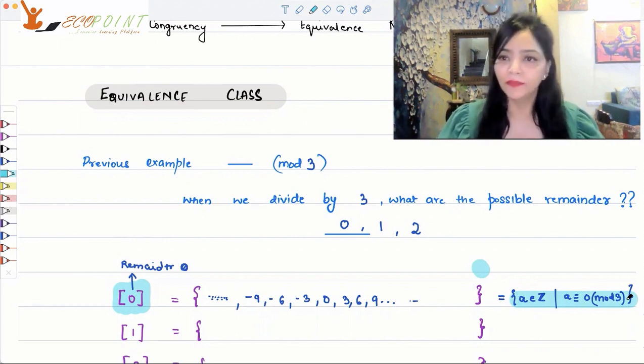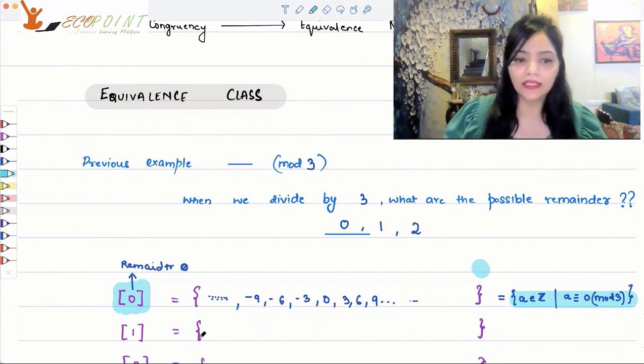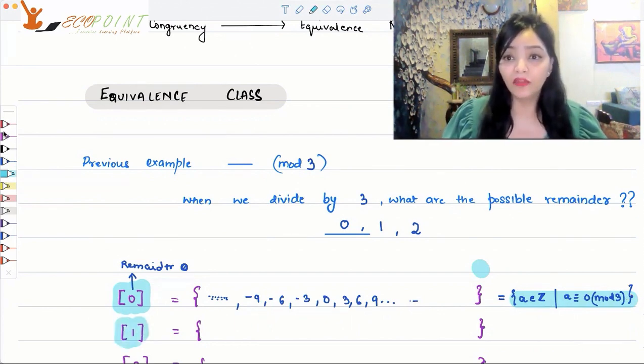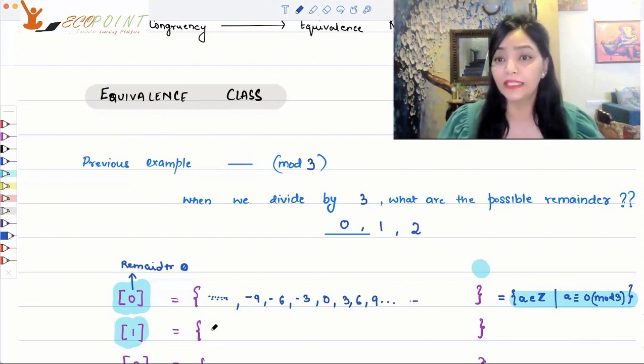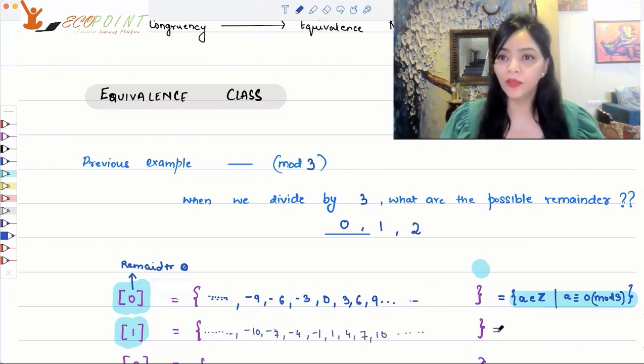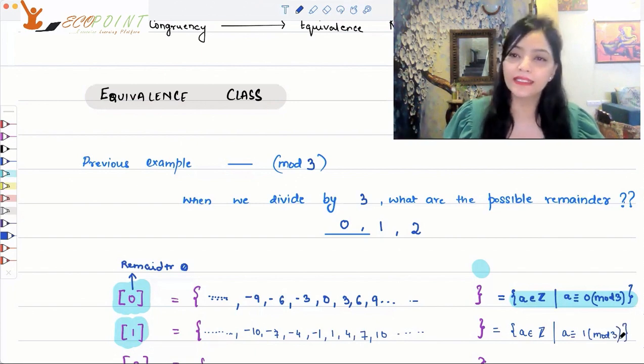Similarly, when we are dividing by 3, the equivalence class of 1 would mean those integers that when you divide by 3, you will be left with remainder 1. So this will be the set of all integers like minus 10, minus 7, minus 4, minus 1, 1, 4, 7, 10. If you divide these numbers by 3, you will always be left with remainder 1. So this is the set of all a's belonging to Z such that a is congruent to 1 mod 3. That is, the remainder that you're left with is 1.